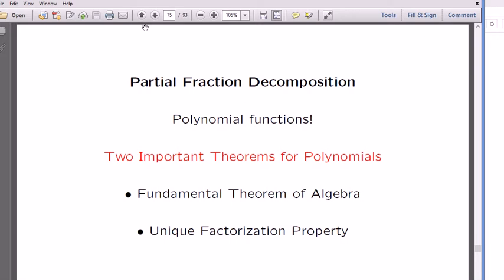So there are two important theorems about polynomial functions. Whenever polynomials are introduced, these should be introduced, even when it's not about partial fraction decomposition. It's really a fundamental thing. Two theorems: the fundamental theorem of algebra, and after I introduce it, there will be this unique factorization property. Don't get confused, two theorems about polynomials. There will also be two theorems about partial fraction decomposition, right? But right now it's just about polynomials.